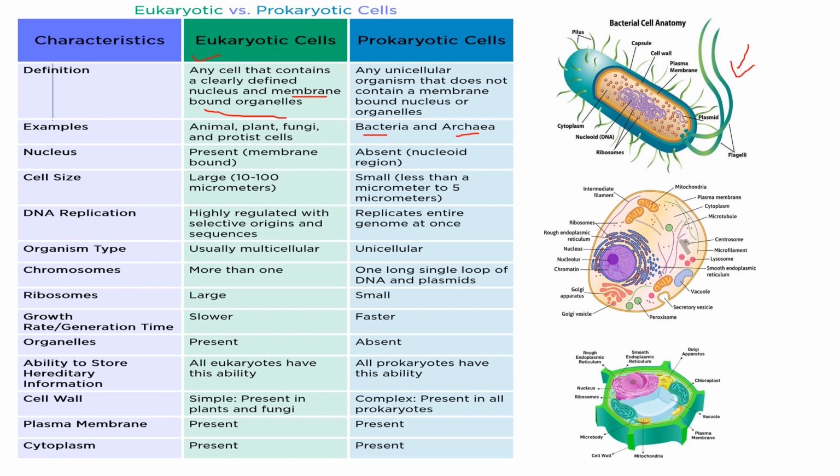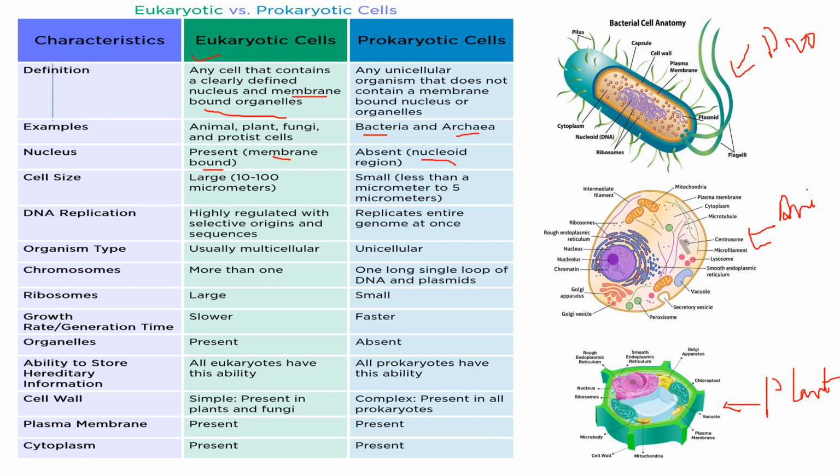This is the diagram of the bacterial cell, which is the prokaryotic cell, this is the animal cell, which is a eukaryotic cell, and this is the plant cell, which is also a eukaryotic cell. Nucleus: outside the nucleus of eukaryotes a membrane is present, whereas the nucleus of prokaryotes has no membrane. That's why it is called a nucleoid. Size is 10 to 100 micrometers in eukaryotes, and it is small in prokaryotes, less than a micrometer to 5 micrometers. DNA replication: in eukaryotes many origins of replication are present, whereas in prokaryotes only one origin of replication is present and the entire genome replicates at once.